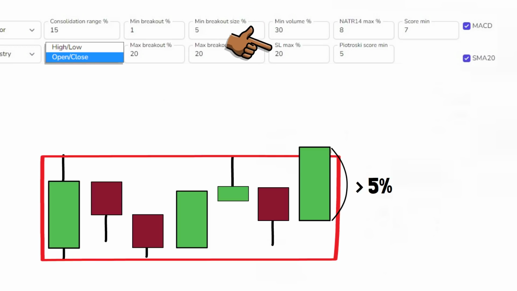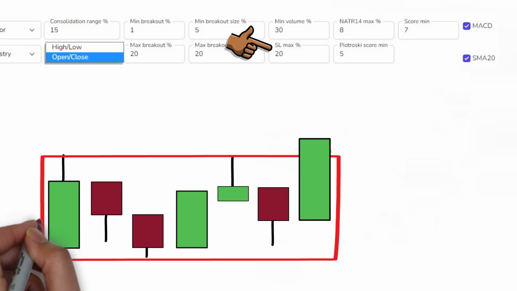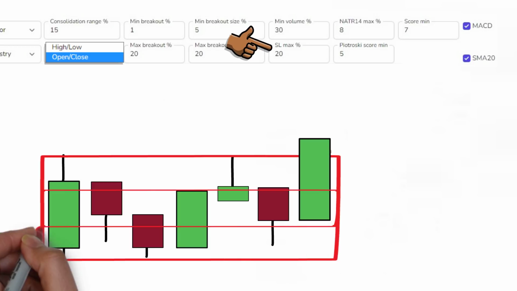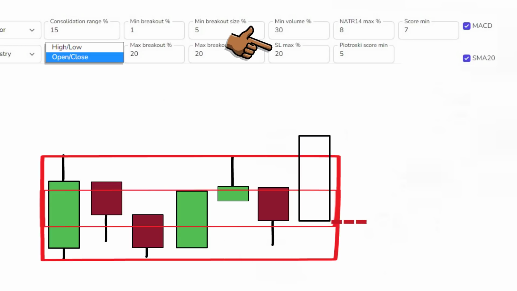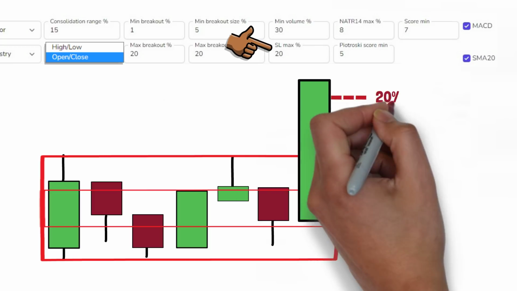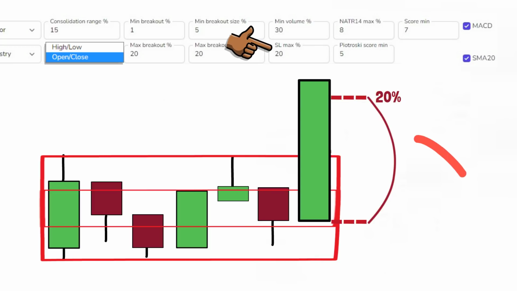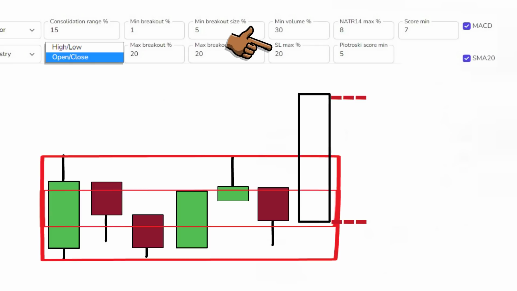Next, we have the maximum stop-loss distance. The scanner can determine the estimated stop-loss distance based on the breakout bar and the size of consolidation. For example, if the breakout bar extended too far away from consolidation, it would exceed our 20% maximum risk, and would therefore not be displayed by the scanner. If, however, the breakout bar did not extend too far from consolidation, it would pass the criteria and pass this filter.